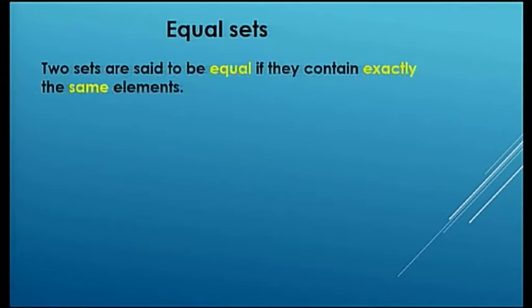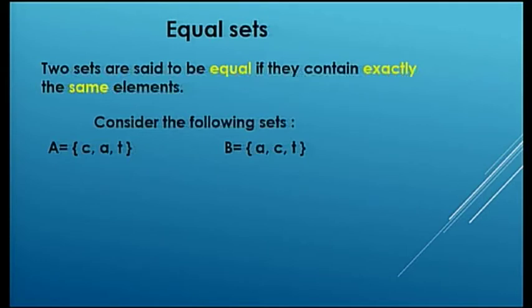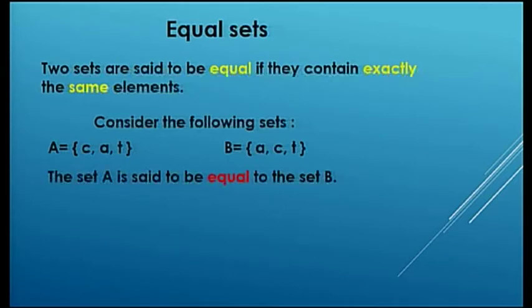Two sets are said to be equal if they contain exactly the same elements. For example, set A consists of the elements C, A, and T. In the set B, we have A, C, and T. What can you observe? We have three elements in both sets, and we have the same elements, although they are not in the same order. So the set A is said to be equal to the set B. A is equal to B.